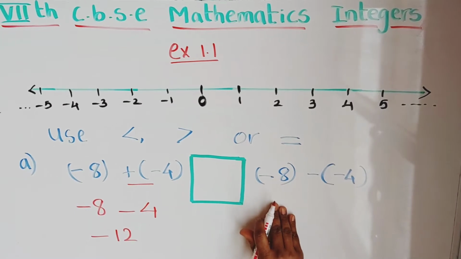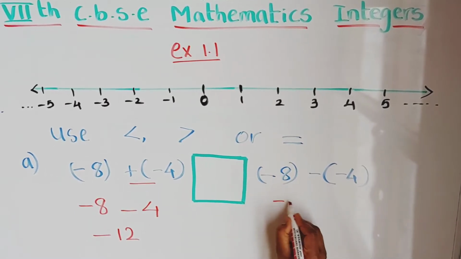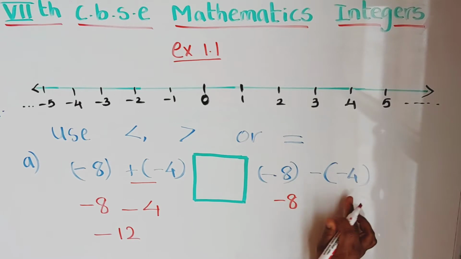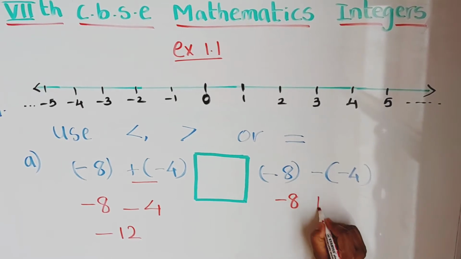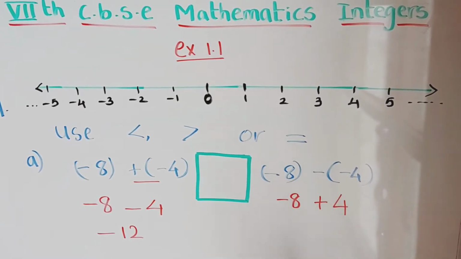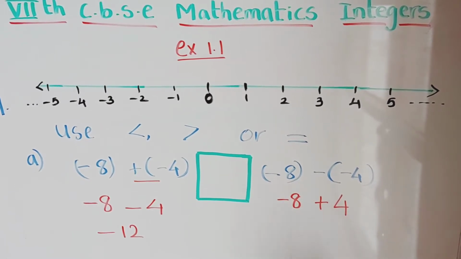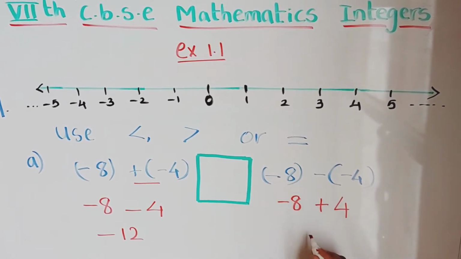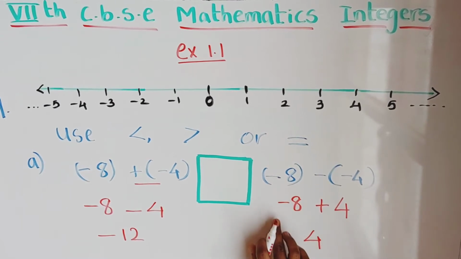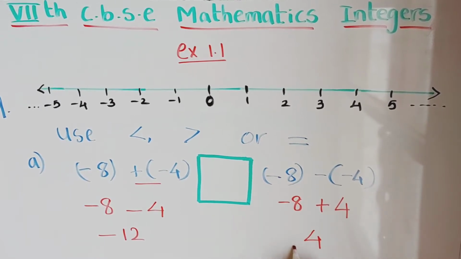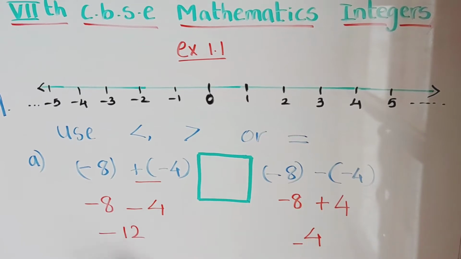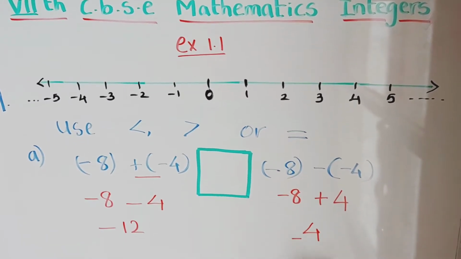Now this side, right hand side. Minus 8 as it is I am writing. Two negative symbols. Minus minus, it will be plus. Plus 4. So one negative number and one positive number. We have to do subtraction. So 8 minus 4 is 4. Which is the biggest number sign? It is minus. Right. So minus 12 here and minus 4 this side.